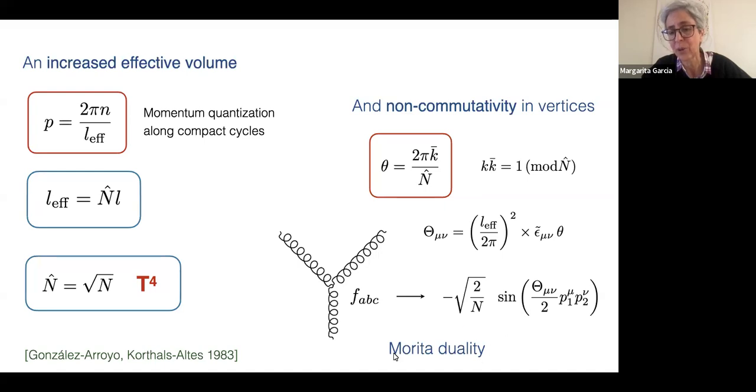So there is something called Morita duality that tells that non-commutative theories with rational values of the non-commutativity parameter, this is what is called the non-commutativity parameter of the non-commutative gauge theory, are equivalent to gauge theories with twisted boundary conditions, right? But this was something that was formulated much before non-commutative gauge theories started to enter the game.